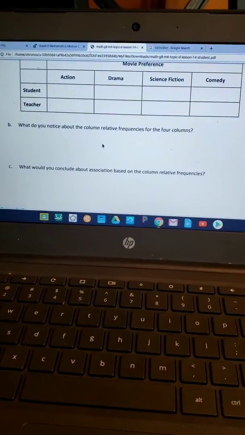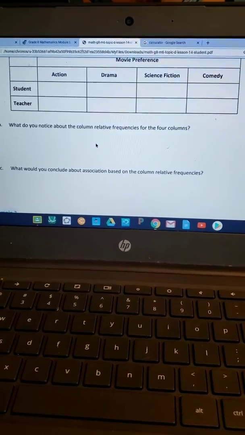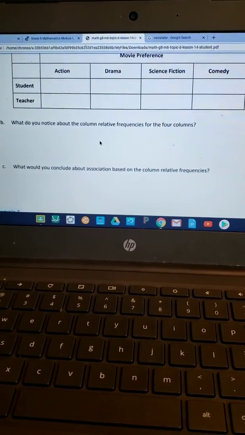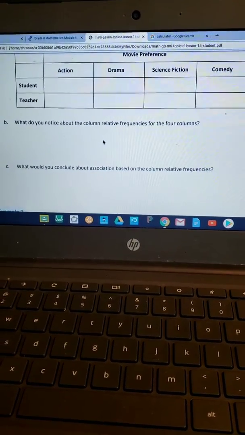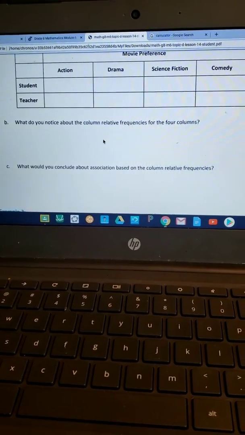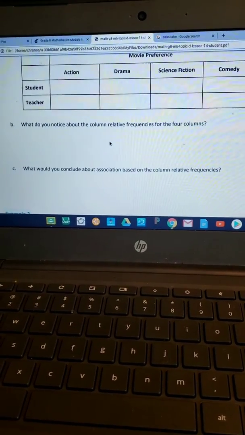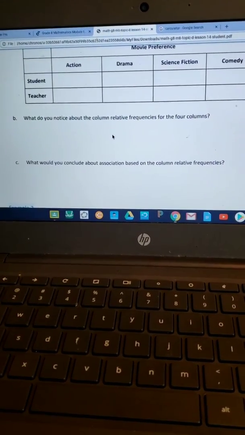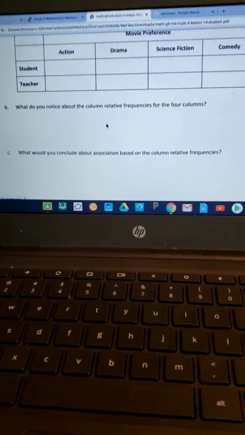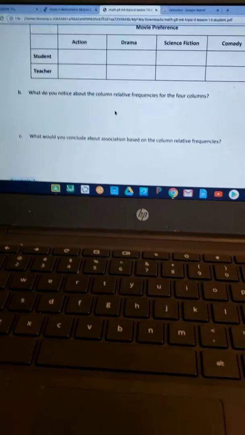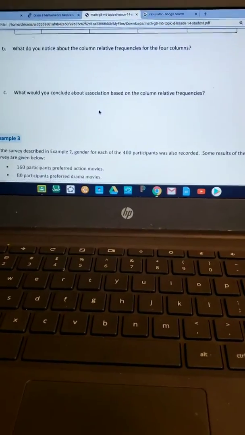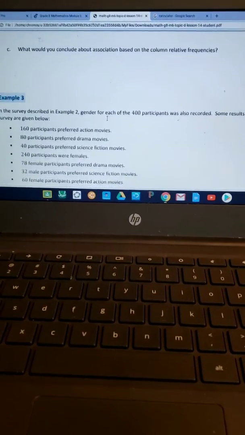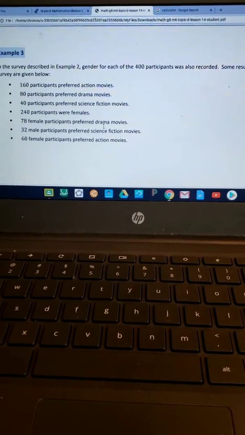Let's go to C. It says, what would you conclude about the association based on the column relative frequencies? Well, I would say this, that because they're all the same for all 4 columns, we would conclude that there is no association, okay, because they're too similar. So I can't tell again. All right, let's move on to number 3.